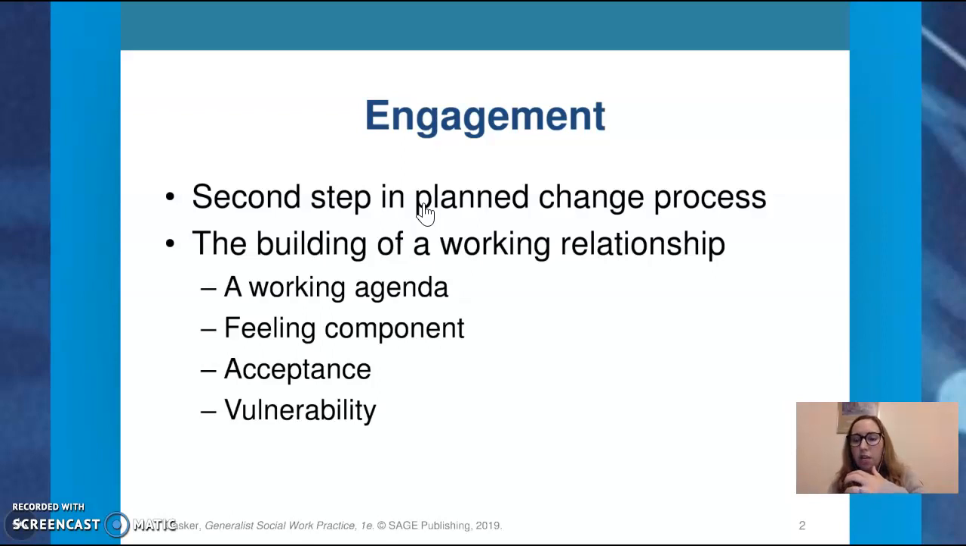There are feeling components, and we should have a huge focus as we're just beginning to connect with clients on these issues of acceptance and vulnerability, knowing that this is potentially the most vulnerable that a client is going to be in the entire process. And so conveying our acceptance of them wherever they are, even when they're reluctant, is really, really critical.